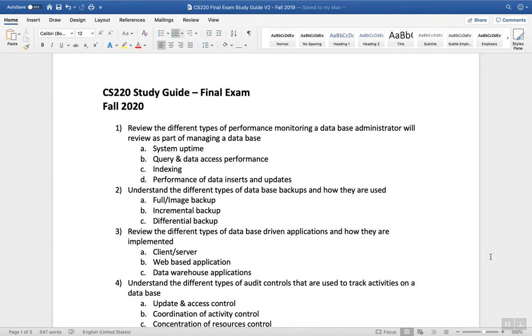And then finally, the last thing you always want to look at is the performance of your inserts and your updates. If I'm adding data, how long does that take? These are all things that are under a database administrator's control.